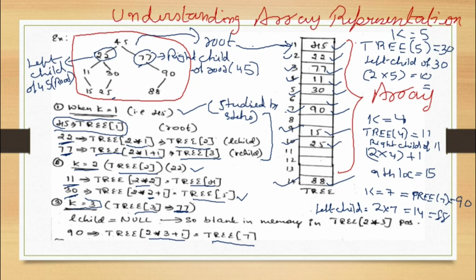So this is how the array representation works. We have completed all the positions and finished all the elements. We have saved all the elements in the tree. Now if you see in the array, we can see 45, 22, 77, 11, 30, 90, 15, 25 and 88. All the elements are stored in the array of the tree. So this is the array representation of the tree.